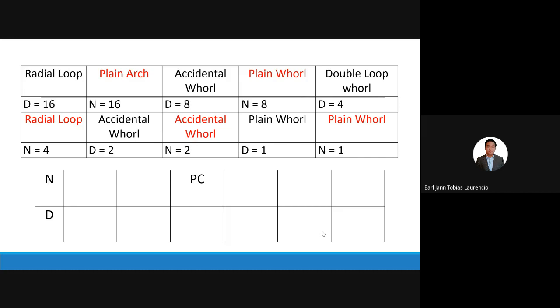Okay? So, the first numerator finger, makinig kayong mabuti. The first numerator finger is this finger. Okay? This is finger number 2. If a whirl pattern appear in your finger number 2, the value of the whirl is 16.